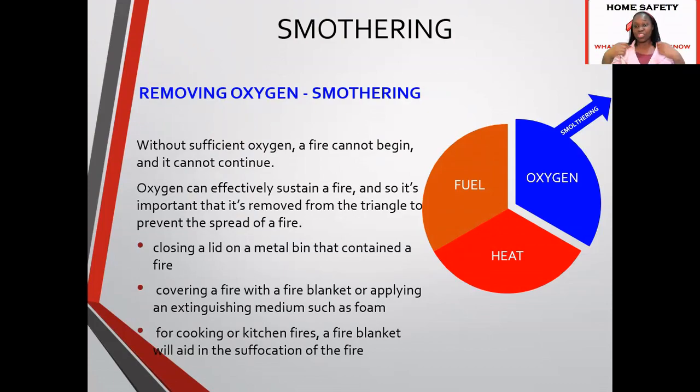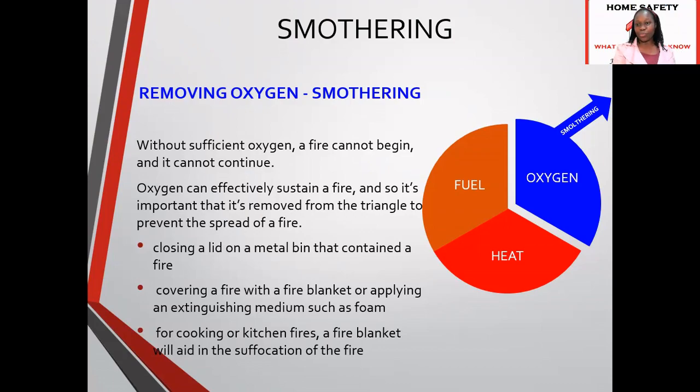An example is using a fire blanket to cover the fire. Sometimes in the kitchen, when a pot of cooking oil catches fire, we can cover it with the lid. We are separating the fire from the oxygen, so we break the chain. Also, when we use a foam fire extinguisher on the fire, we cover the surface of the fire, so we won't allow oxygen to penetrate into it. Those are ways that we smother the fire.